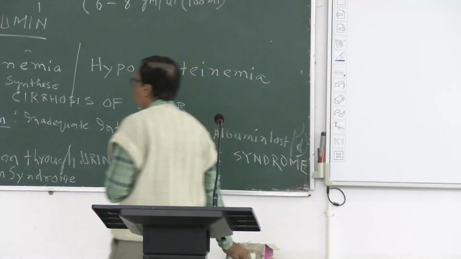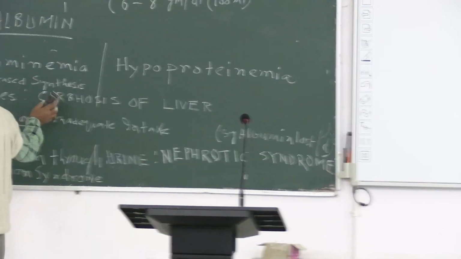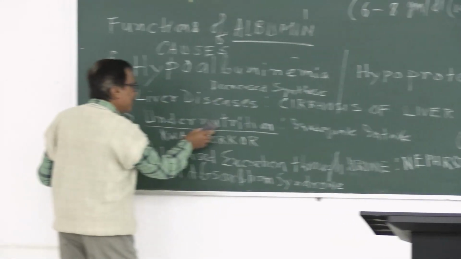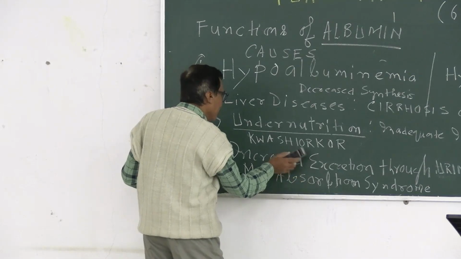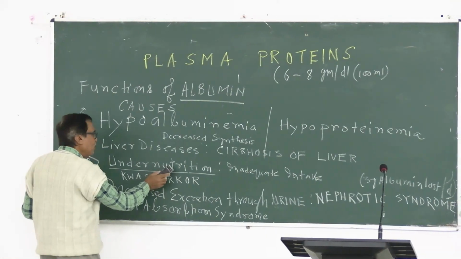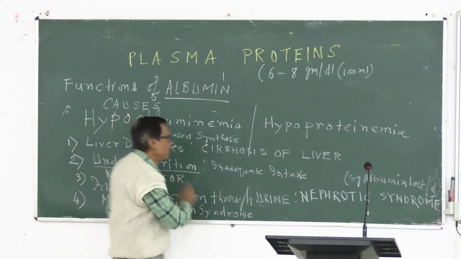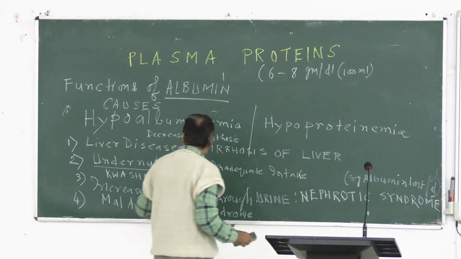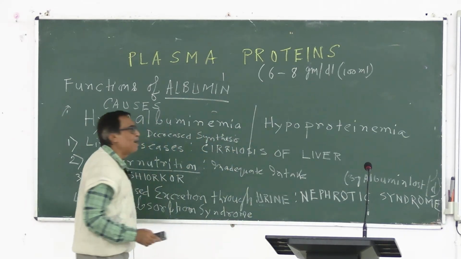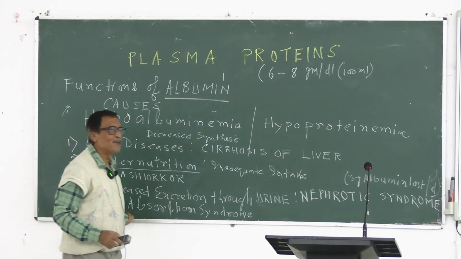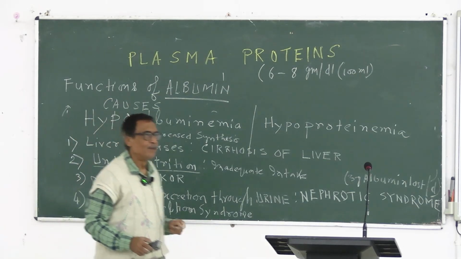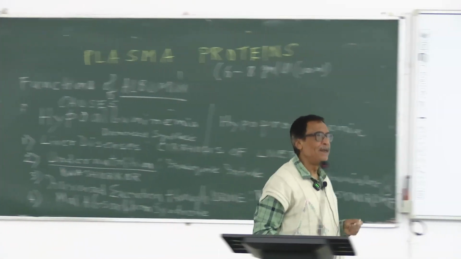So what did we cover? Decreased synthesis, cirrhosis of liver; increased excretion, nephrotic syndrome; undernutrition, inadequate intake, kwashiorkor; and defective absorption of protein, the malabsorption syndrome. These may cause hypoalbuminemia.